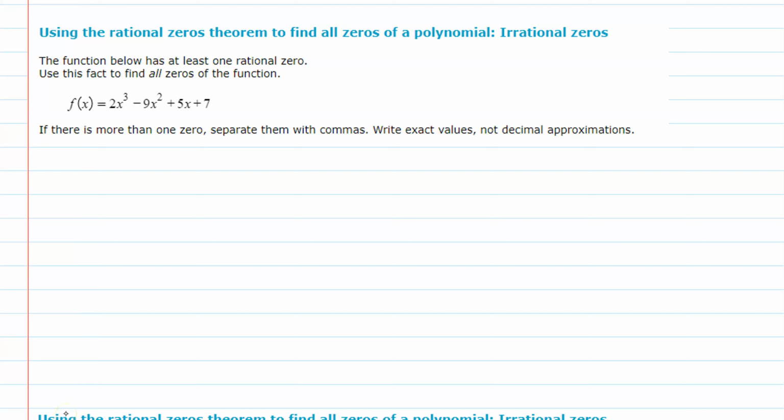Okay, in this video, we're going to look at the rational zeros theorem to find the zeros of a polynomial. So the rational zeros rule says that you take the factors of the constant term divided by the factors of the leading term, or the lead coefficient, and try those, and those will be all of the possible rational numbers that could be a zero of the function. So the 7 is either plus or minus 1, plus or minus 7, and 2 is either plus or minus 1, plus or minus 2.